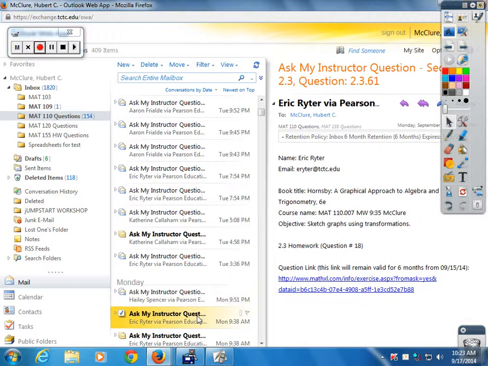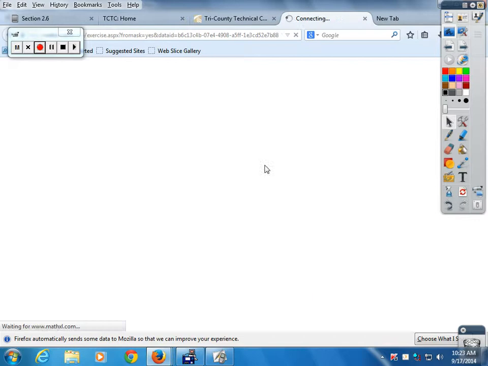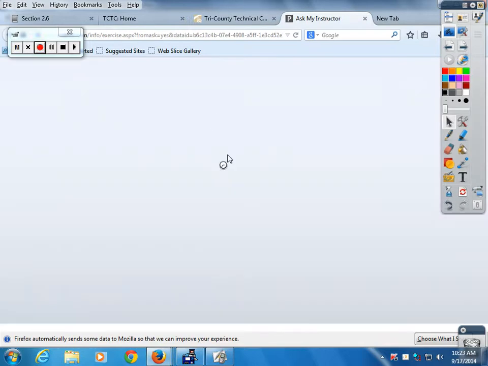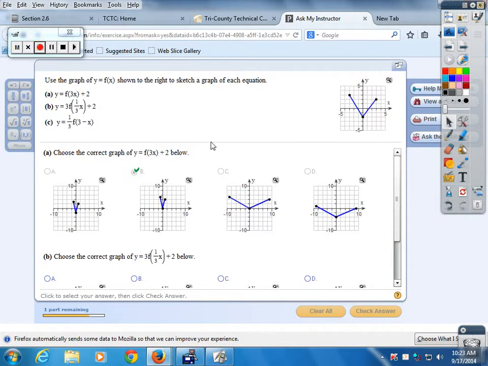That's 120. This is 2.3. Number 18. Okay, now these are possible test questions because you just got to pick it. Use the graph of y is equal to f of x right here. This is your parent graph. They're just giving you the function. y is equal to f of 3x plus 2.